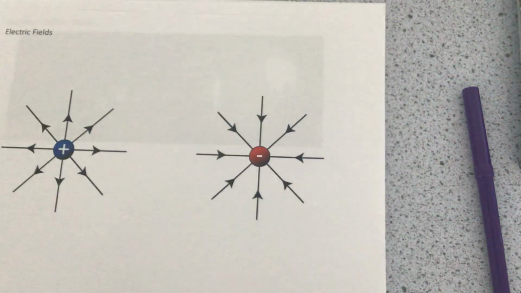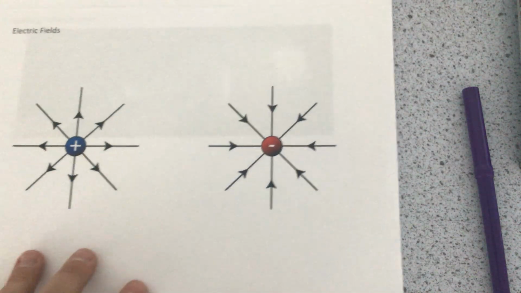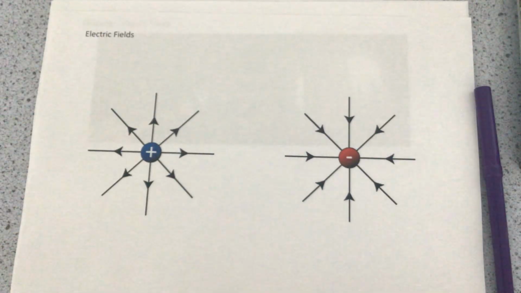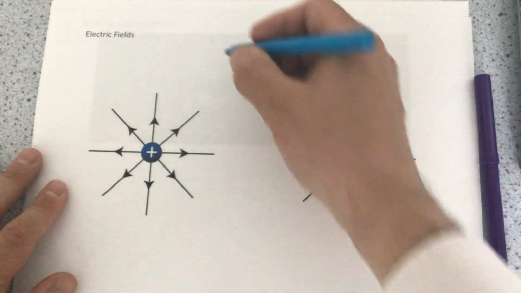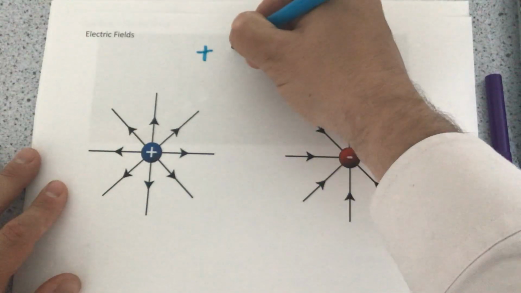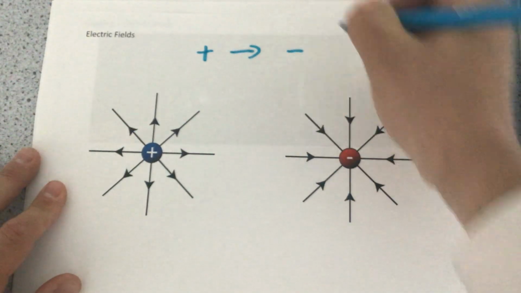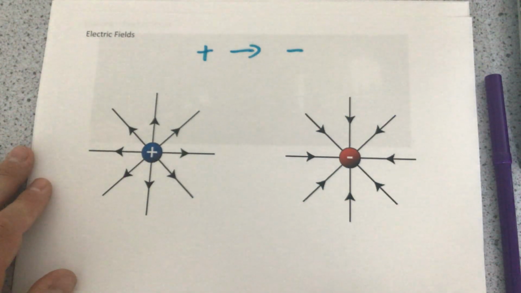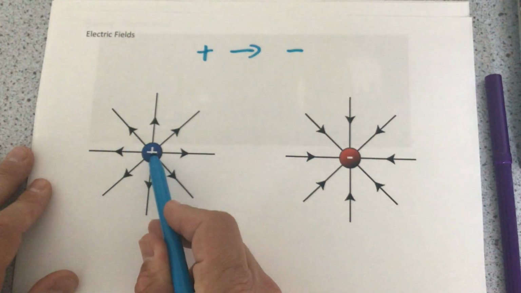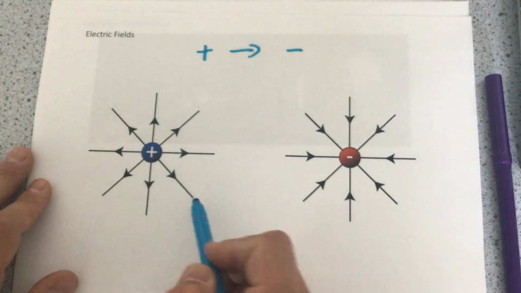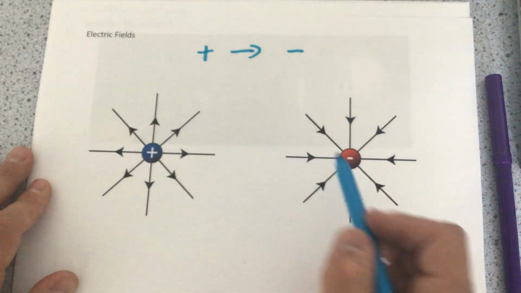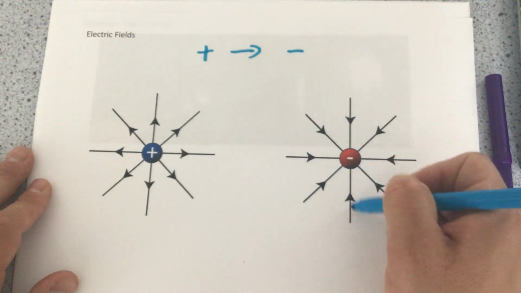The other thing in Spec 2 that we need to be aware of is electric fields. Now, you should already be aware that electric fields always go from positive to negative. And that's what you can see in this diagram here. We've got the positive charge and the electric fields are moving away from it. And we've got the negative charge and the electric fields are moving towards it.